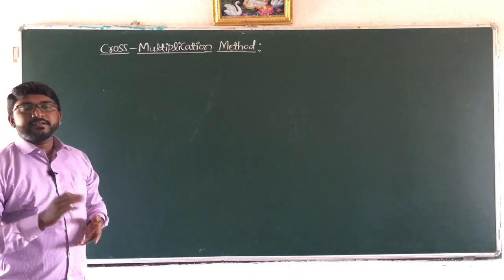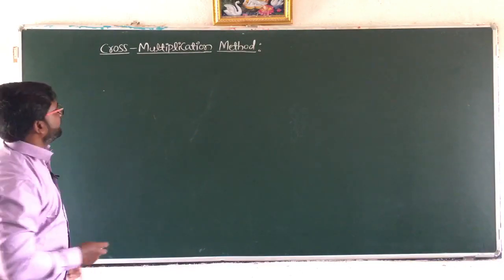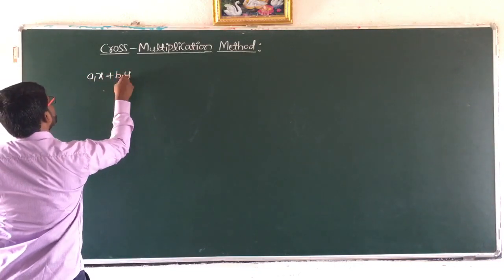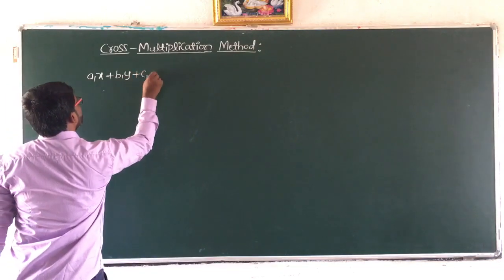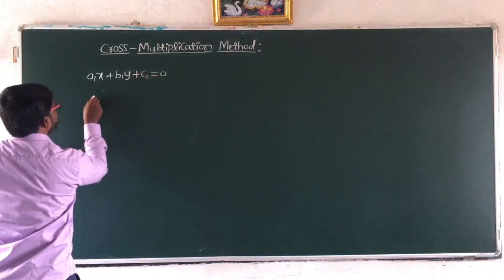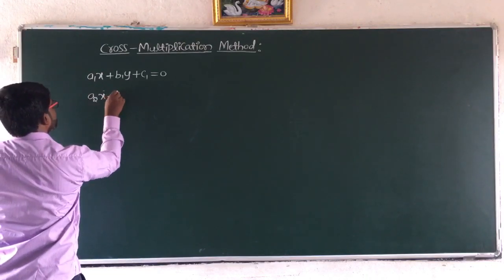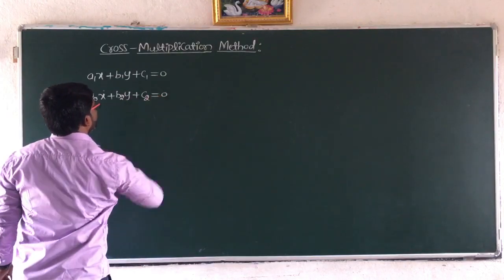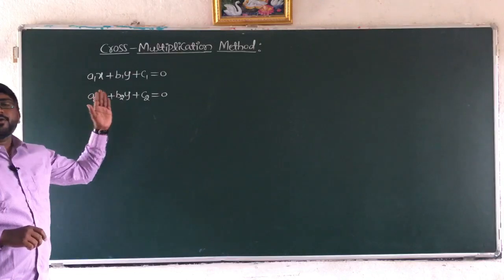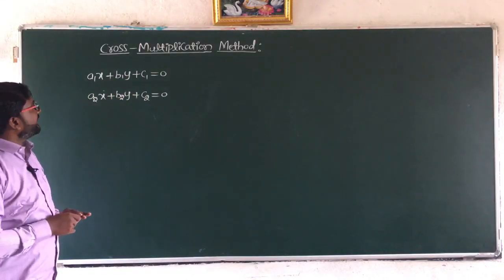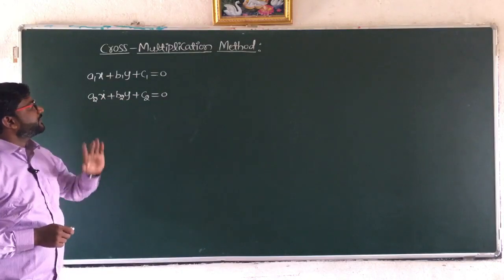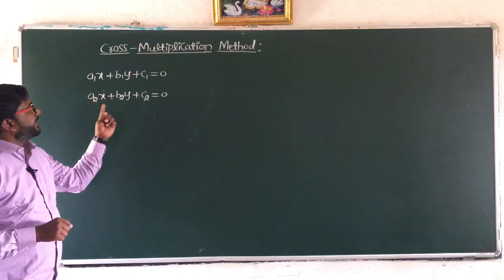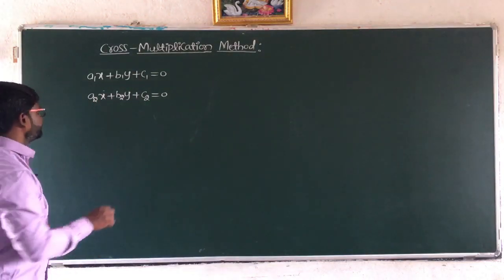Here I consider the general form of a pair of linear equations in two variables. Say a1 x plus b1 y plus c1 equals 0, then a2 x plus b2 y plus c2 equals 0. This is the general form of a pair of linear equations in two variables, where a1, b1, c1 and a2, b2, c2 are all real numbers. In order to find the values of x and y, we follow the following method.